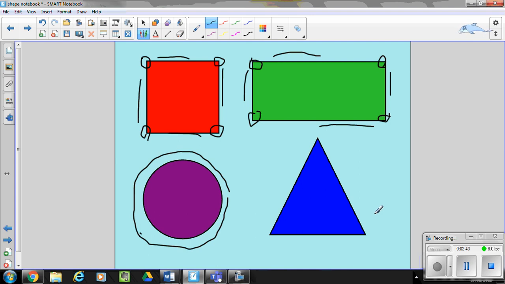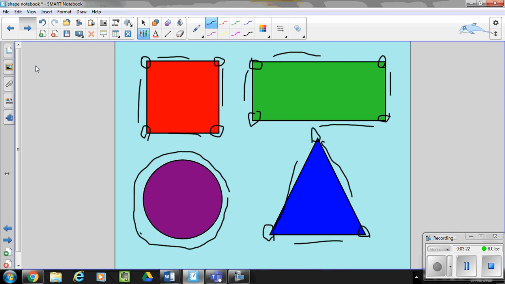Let's look at our triangle now. What do you notice about the triangle? How many sides has a triangle got? That's right, our triangle has got 1, 2, 3 sides and 3 corners. So when we're doing our learning about 2D shape this week, we are going to be practicing saying how many sides and how many corners each of our shapes have.